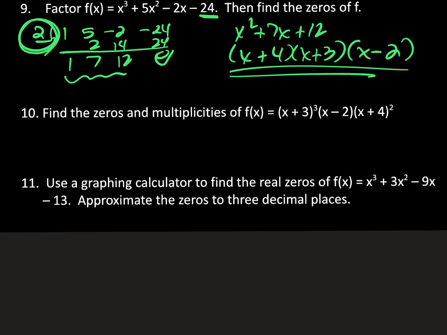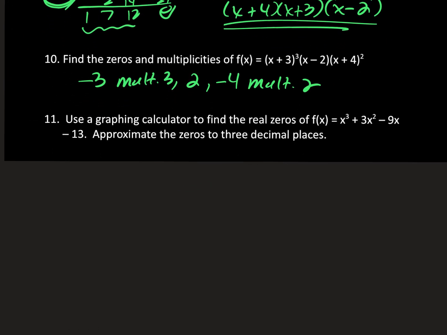Number 10, find the zeros. This is review. Zeros of multiplicity. So -3 has multiplicity 3. That's the first factor. 2 has multiplicity 1. You have to write multiplicity 1. -4 has multiplicity 2. That's all you got to do for 10.